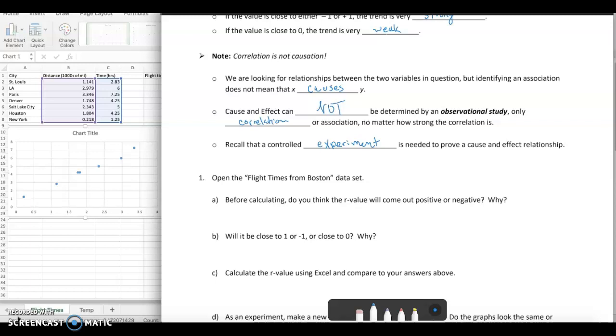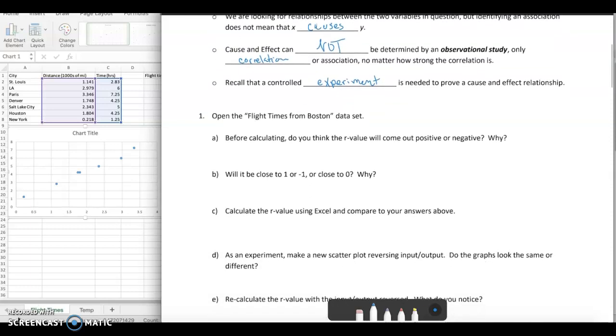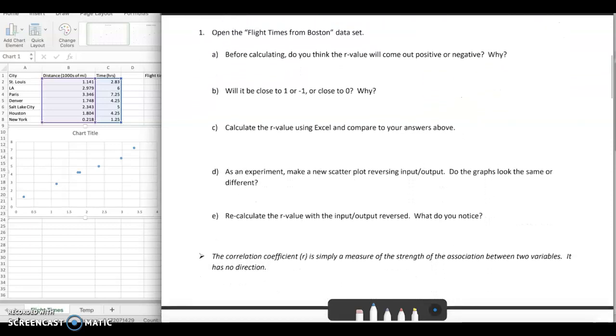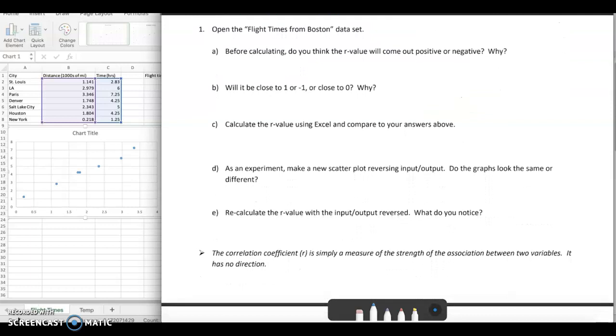Let's go ahead and open back up, or keep open possibly, that flight times data set that you should have, the flight times from Boston. Before we actually calculate, do you think that the r value will come out positive or negative, and why?